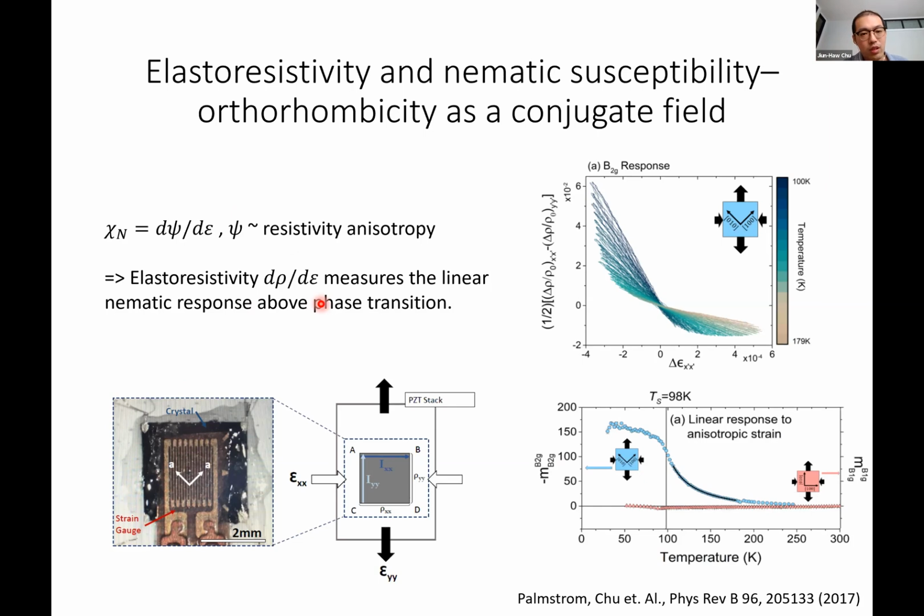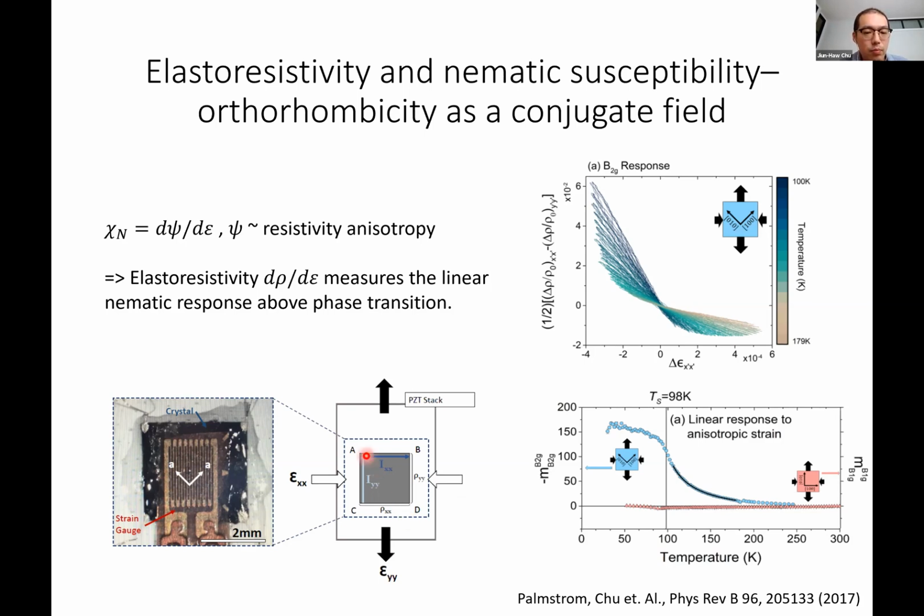Here, you're measuring the nematic susceptibility by measuring the induced resistive anisotropy by an anisotropic strain. So in practice, you're gluing a crystal on the sidewall of a piezo stack, which will, for example, elongate along this direction and then contract along this direction if you're applying a positive voltage along the pulling direction.